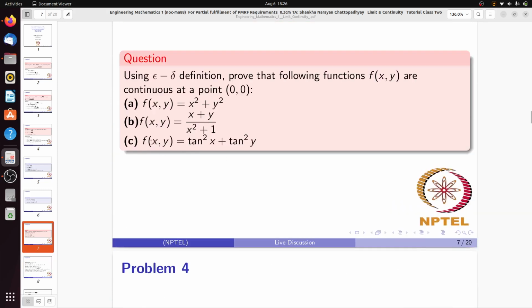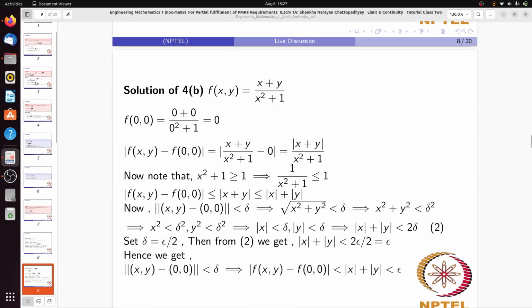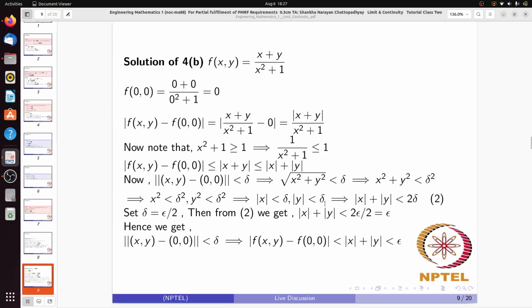Without a delay, let's start question number B. Question number B is f(x,y) equals (x plus y) by (x square plus 1). So without a delay, let's proceed. Solution of 4b. So here f(x,y) is (x plus y) divided by (x square plus 1). So f(0,0) equals (0 plus 0) by (0 square plus 1), this equals 0.